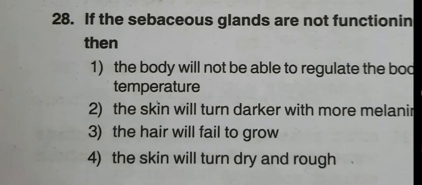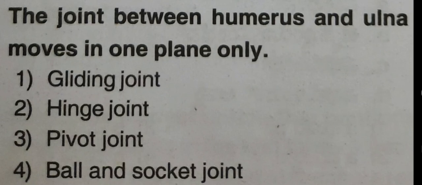If the subcutaneous glands are not functioning, then our skin will turn dry and rough, as they are called oil glands. In our skin there are oil glands which secrete oil. If it is not secreted, the skin will become dry and rough. The joint between humerus and ulna that moves in one plane only is a hinge joint. Second option is the right answer.